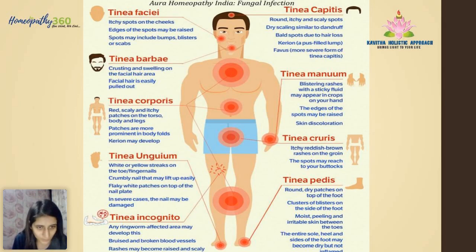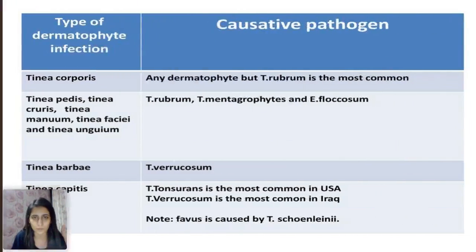And then when you talk about tinea incognito, see, I was telling you, any ringworm affected area, wherever the ringworm had occurred, it may develop like this over the sides region. They may become bruised. The blood vessels may be visible, and the rashes may be raised and scaly. So this is known as tinea incognito.